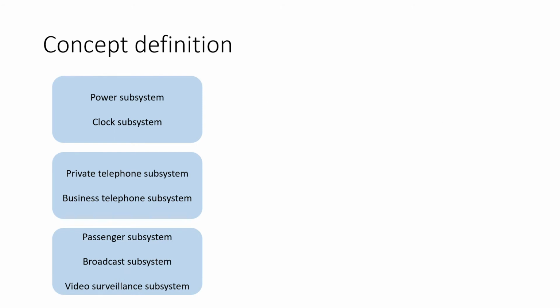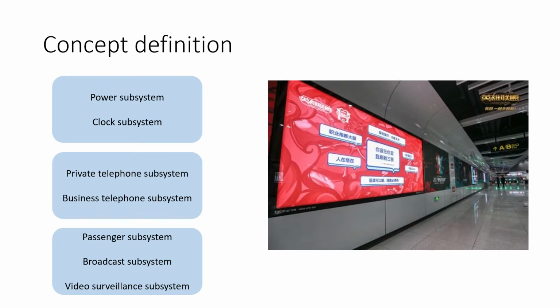The next one is the passenger subsystem and broadcast subsystem. They should ensure that everyone in the station can get the information.